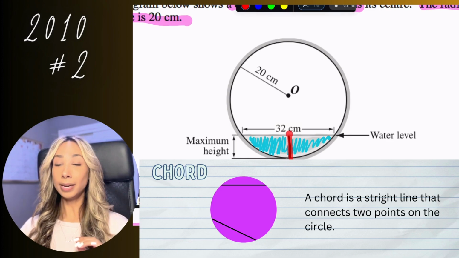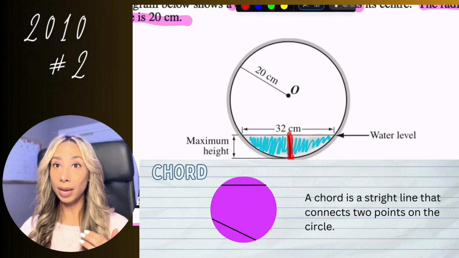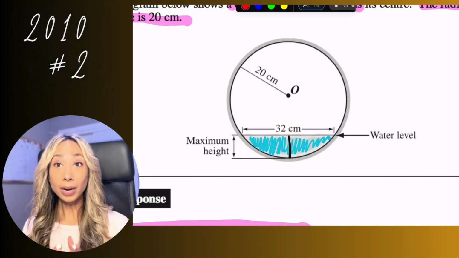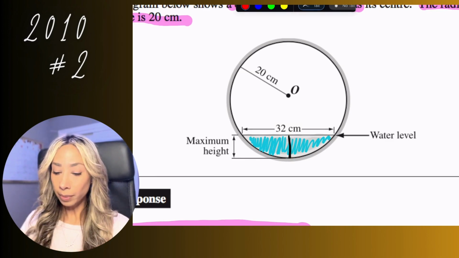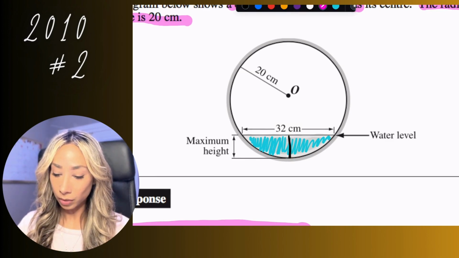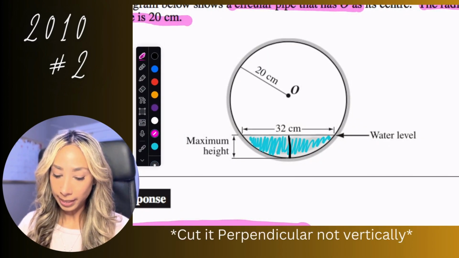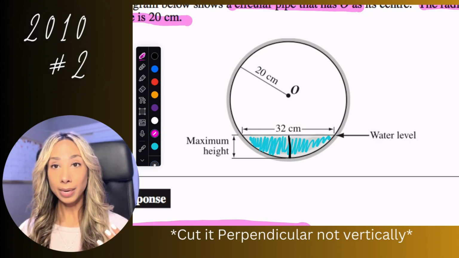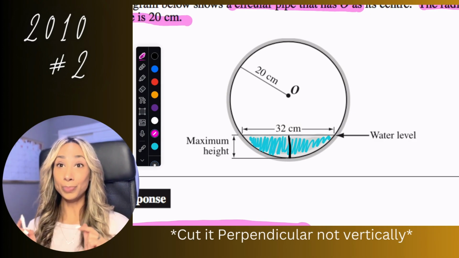And as we cut it here to find the maximum distance of the water level, we are cutting it at a right angle. Now remember, this comes from that law that says anytime you have a chord and you cut it vertically, it's going to be a perpendicular bisector, meaning we can make a right angle.